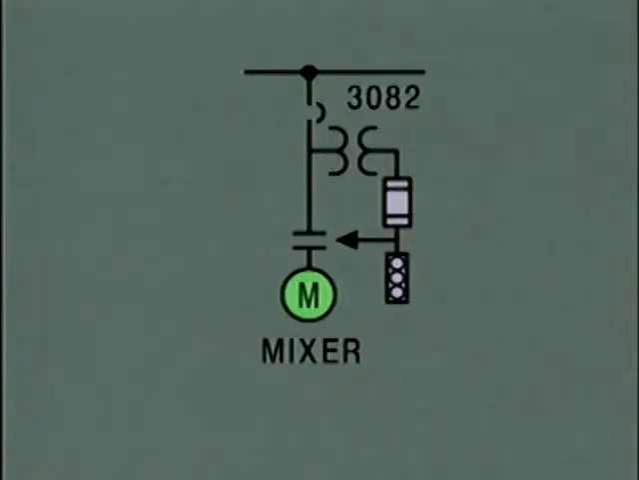In the power circuit, power passes through this circuit breaker and this contactor to the mixer motor. In the control circuit, 3 components are shown. A potential transformer reduces voltage, a fuse interrupts the flow of power in the circuit if the current in the control circuit gets too high, and a start-stop switch is used to operate the motor. The arrow indicates that the start-stop switch operates the contactor to start or stop the motor.